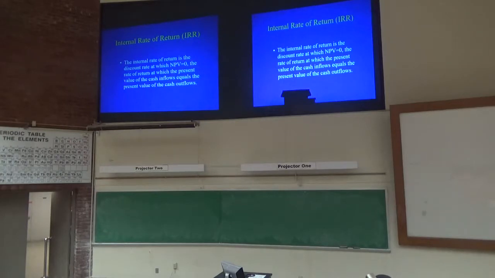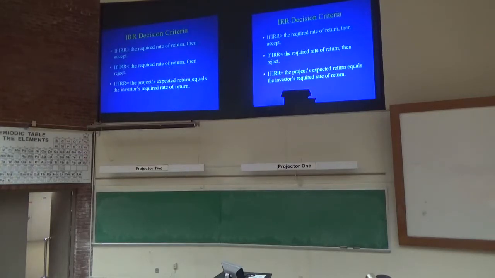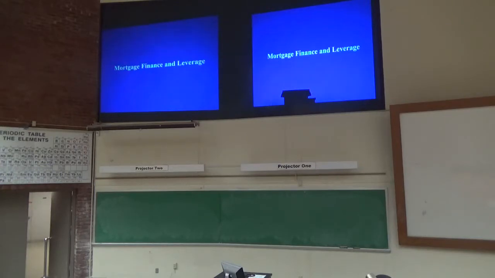And then my internal rate of return. When the net present value is 0, my internal rate of return equals my required return. When the net present value is positive, my internal rate of return is higher than my required return. When the net present value is negative, then my internal rate of return is less than my required rate of return. So these are just the decision rules that we use in making investment decisions.